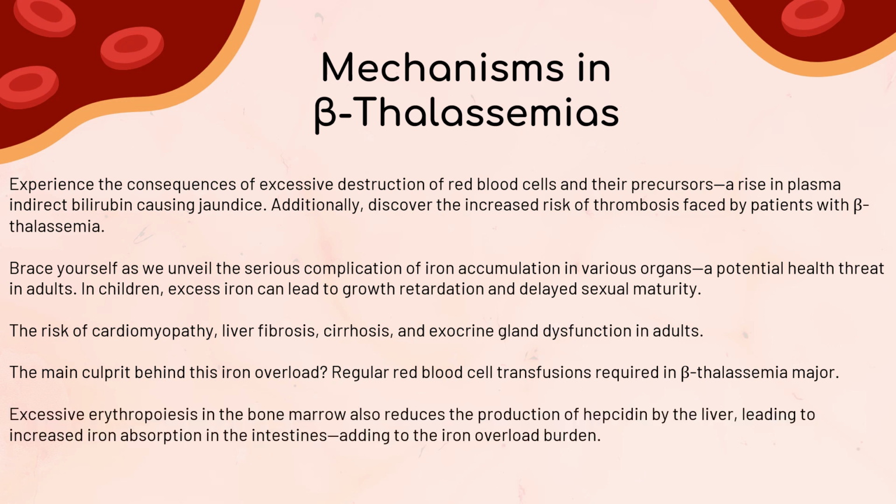But that's not all. The excessive erythropoiesis in the bone marrow also reduces the production of hepcidin by the liver, leading to increased iron absorption in the intestines, adding to the iron overload burden.